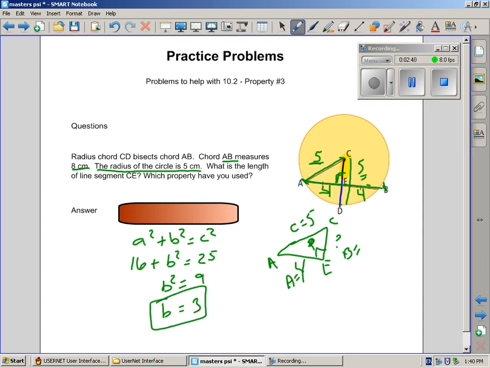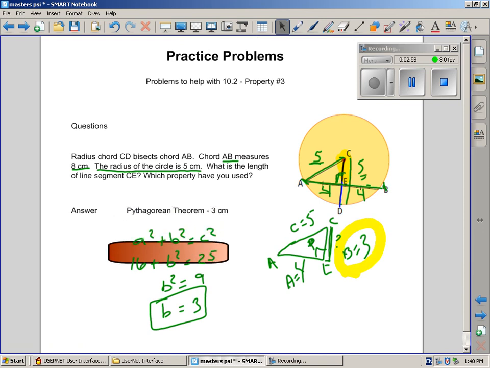So what we've just determined is that this unknown side right here is 3 units, and that is also the same side that we're trying to solve. I'll go back to my yellow, which is right here, and we've determined that the answer is 3 centimeters using the Pythagorean theorem.